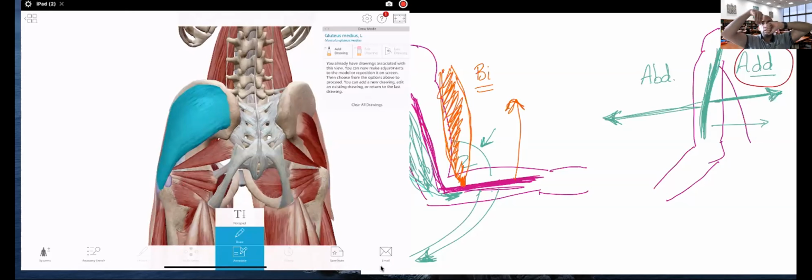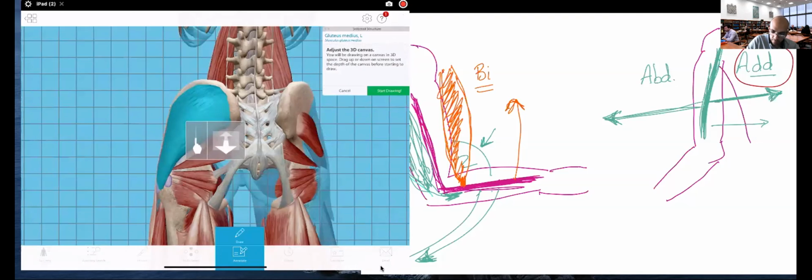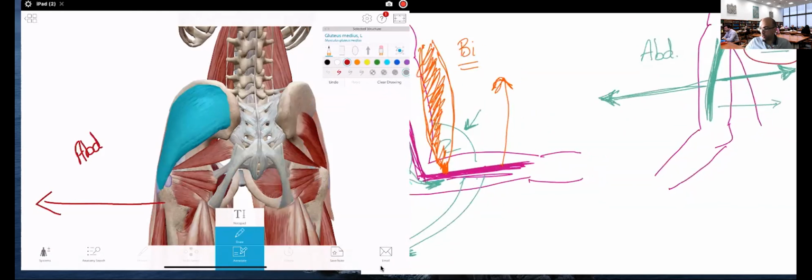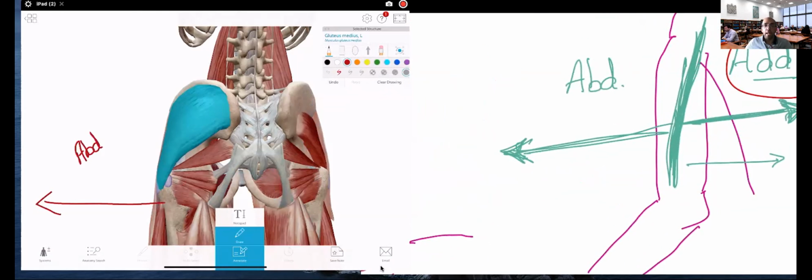So when you pull on it, you're going to be moving the thigh out. I am moving the thigh away from the midline. This is going to be abduction of the thigh at the hip joint. So remember, you're moving away from the midline: abduction.